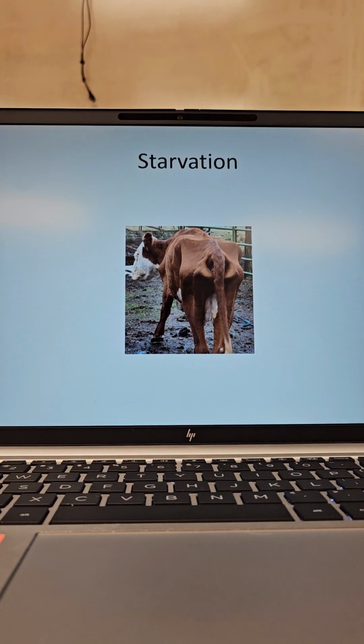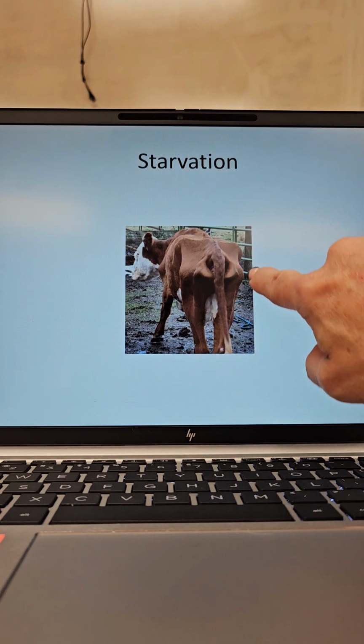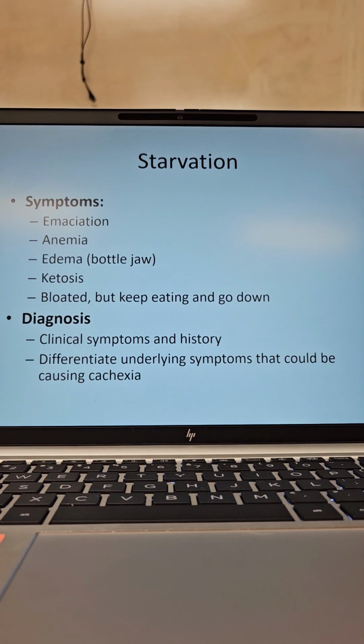That's what a cow looks like when starving. You can see the spine, you can see the hips, you can see the ribs. We're not supposed to see them like that. Symptoms: emaciation, anemia, edema, which is the swelling around the jaw, causes bottle jaw. Again, you're going to get ketosis. We're going to get ketones in the blood. They're going to get bloated.